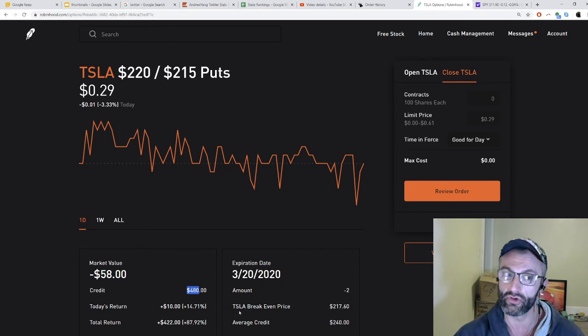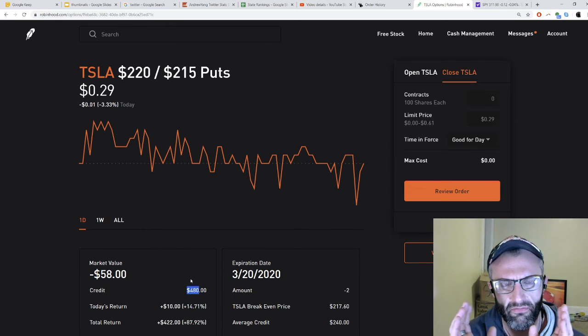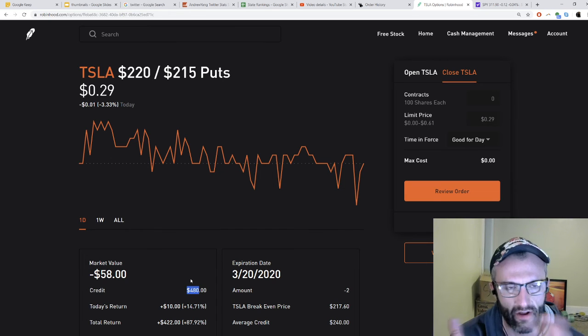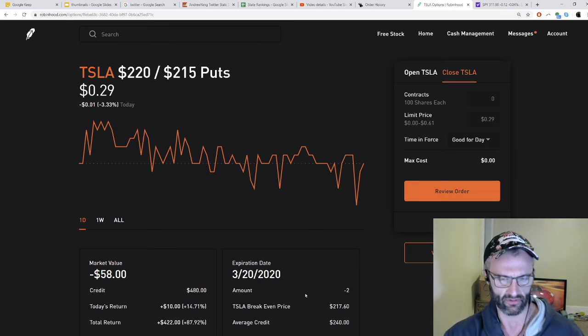The most I could lose on the position would be $1,000. Wow, this is crazy. So the most I could lose is the spread between 220 and 215, which is $5 times 100 shares, because every options contract is based on 100 shares. So $5 times 100 shares is $500 times two contracts, because you can see I have two contracts down here. That'd be $1,000, but it got $960.